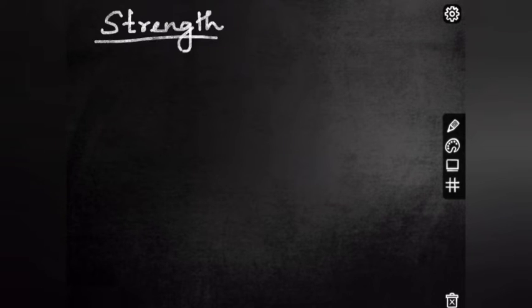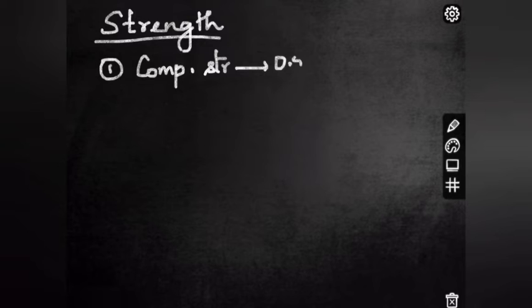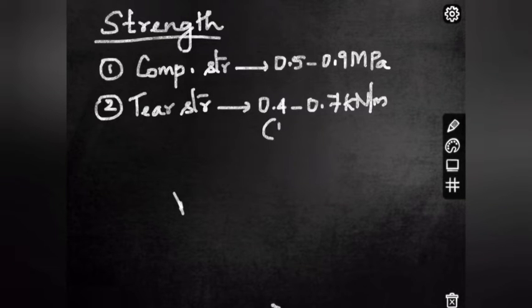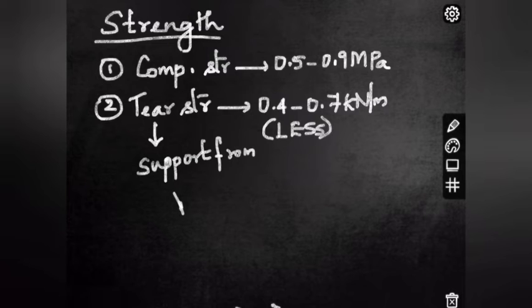Talking about the compressive strength, it ranges from 0.5 to 0.9 megapascal, and the most important property for alginate is its tear strength. The tear strength varies from 0.4 to 0.7 kilonewton per meter. This is less for an elastic material like alginate. Now if this material is not supported by the tray, unlike an impression compound, it is going to tear. So tray selection is really crucial for alginate.